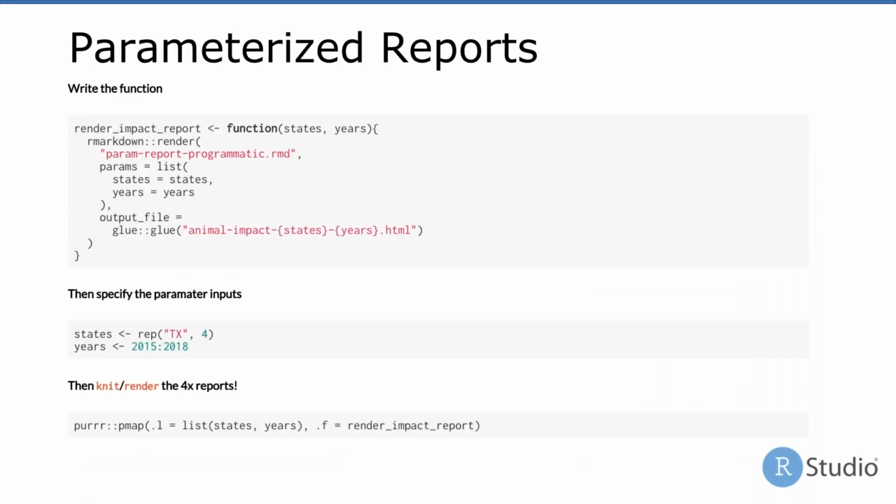So with parameterized reports, taking the next step from R Markdown, the idea here is that you take a single R Markdown, write a function around it, and then you can loop through or use a map function from purrr to create multiple versions of this report. So this is just a fake report I put together. The idea here is that you're rendering a specific R Markdown document. You're listing some parameters. So these parameters tell you that state and year will be generated on the fly based on your inputs.